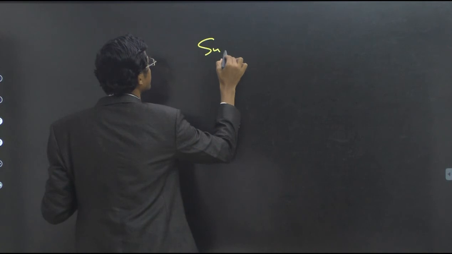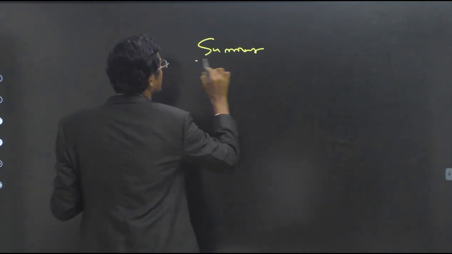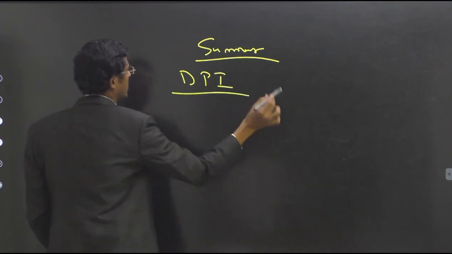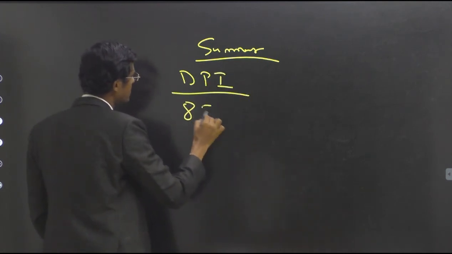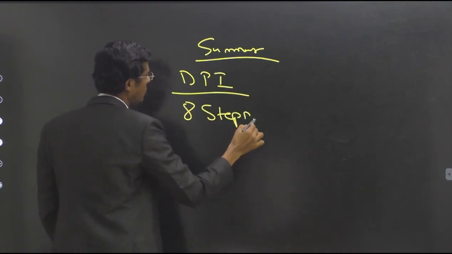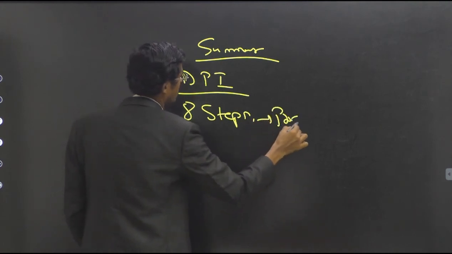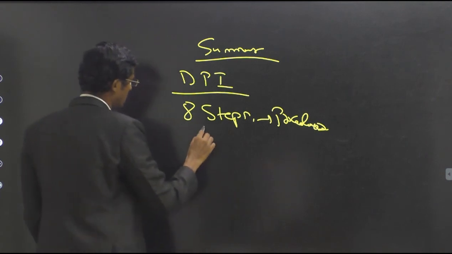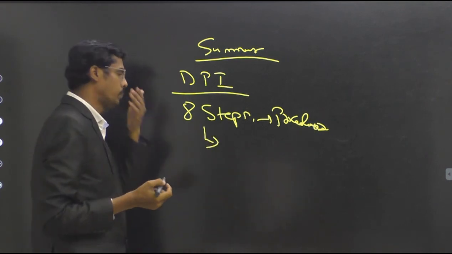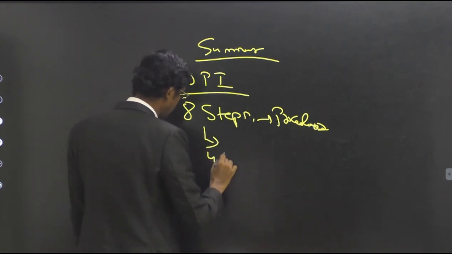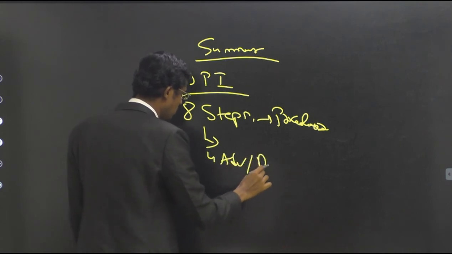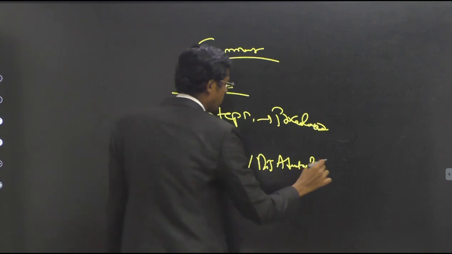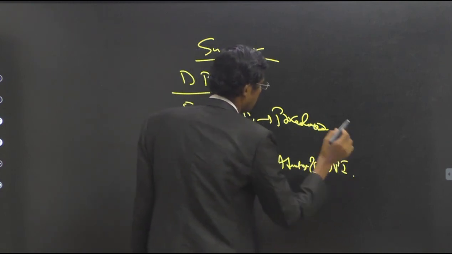Summary. We have seen regarding the dye penetrant inspection. In this we have seen some 8 steps, how the procedure, how this process takes place, and some of the advantages and disadvantages of dye penetrant inspection we have seen.